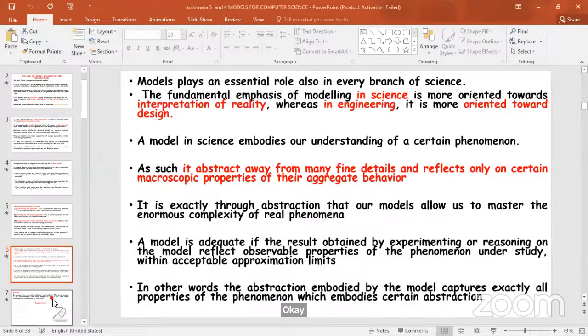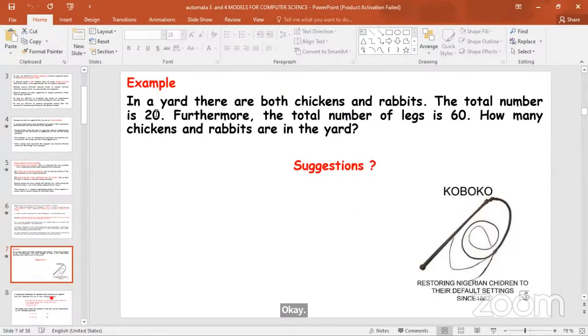Moving forward, let's take an example of abstraction. Now, we said in a yard, there are both chickens and rabbits, right? The total number is 20. Furthermore, the total number of legs is 60. How many chickens and rabbits are in the yard?